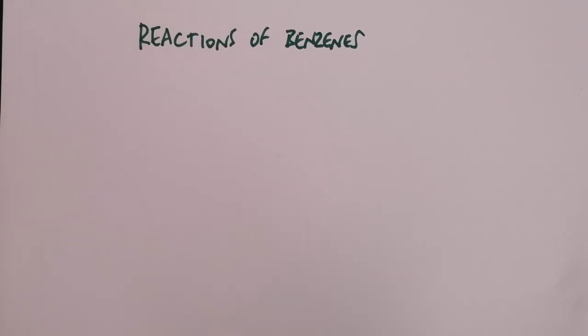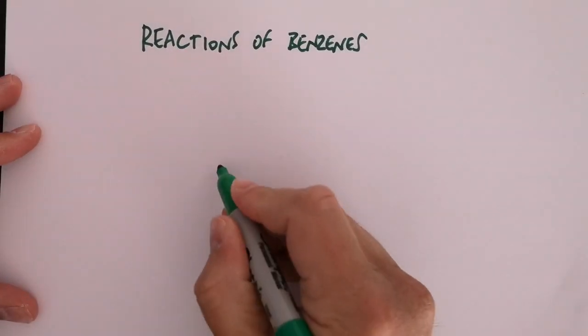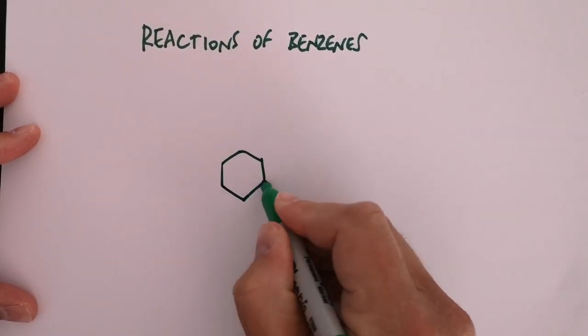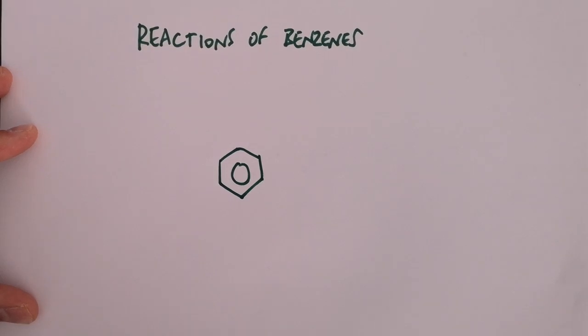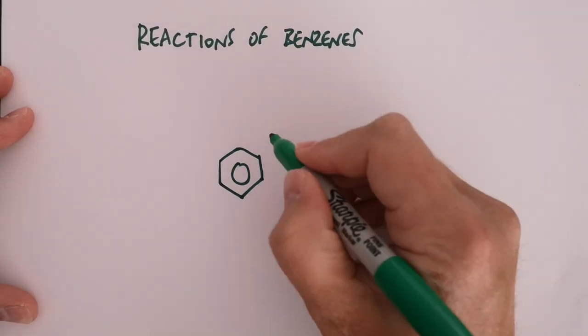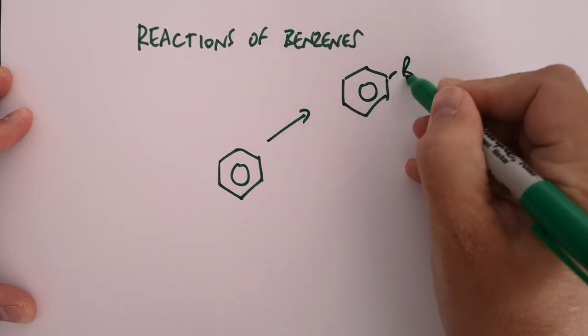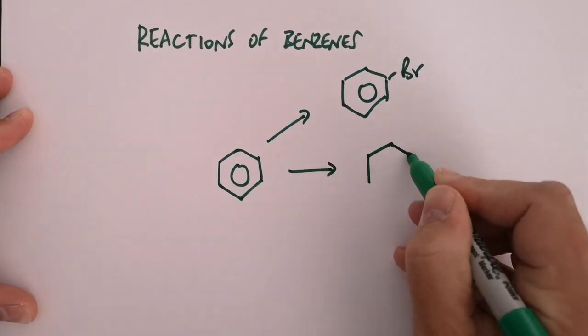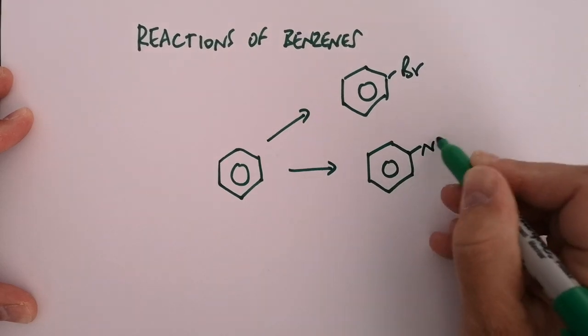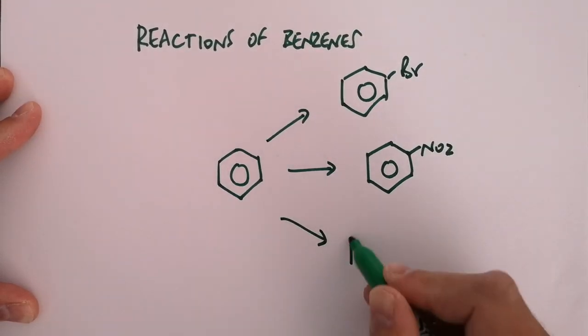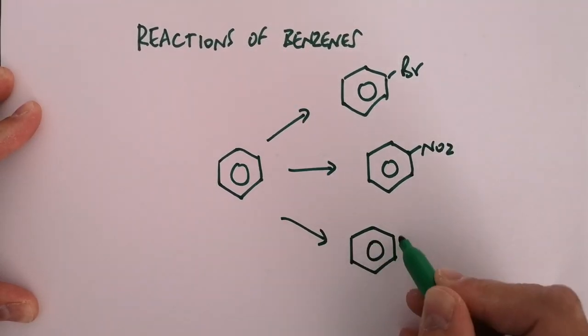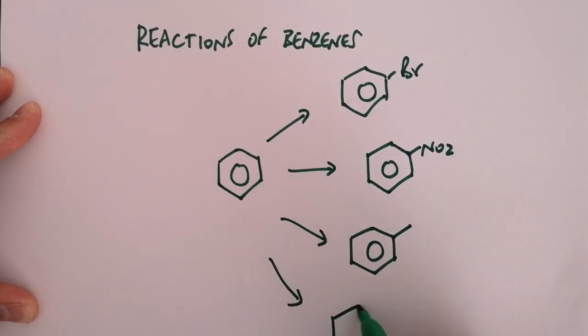In this video we're going to look at reactions of benzenes. So we're going to look at how to turn a benzene into different compounds. We're going to look at the reaction to make this and this and these two.